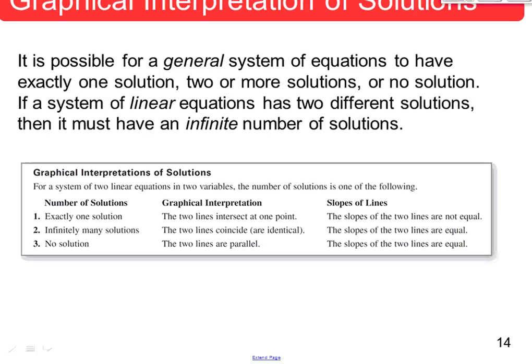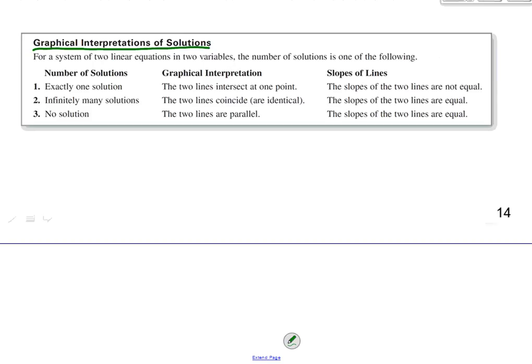You've encountered this before, the graphical interpretation of solutions, and I am going to give you a little extra information there on this slide. For a system of 2 linear equations in 2 variables, the number of solutions is one of the following. Number 1, if there is exactly one solution, the 2 lines intersect at one point, the slopes of the 2 lines are not equal, and these are called consistent and independent.